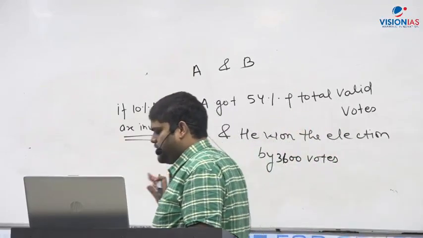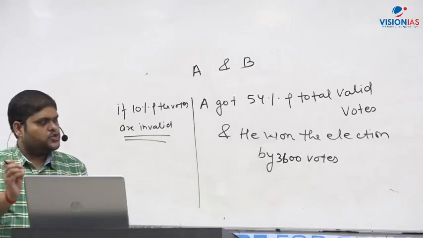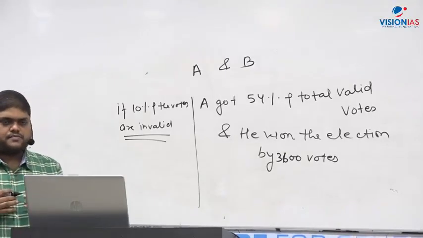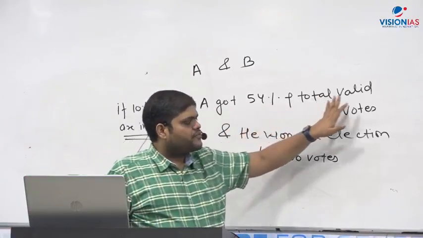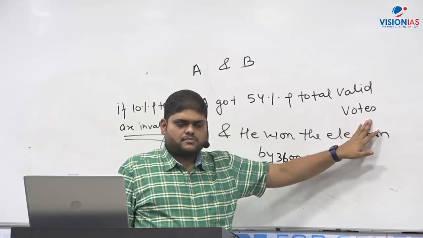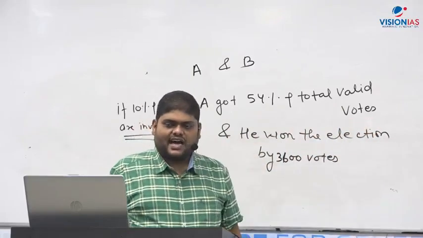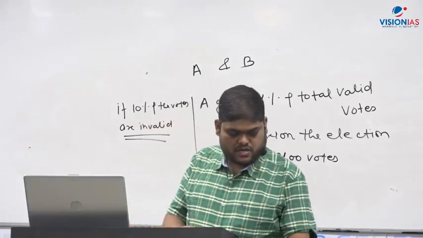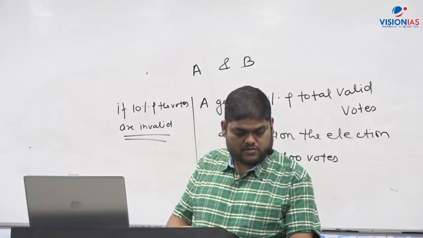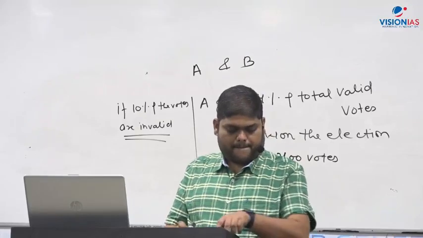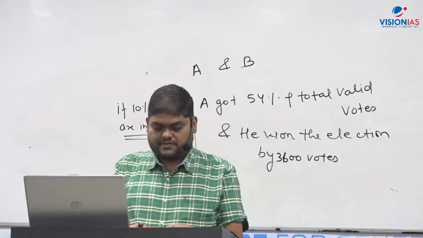Our aim here is to find out the total number of votes. What is the question? A got 54% of total valid votes, and he won the election by 3,600 votes. Can you try this question once?